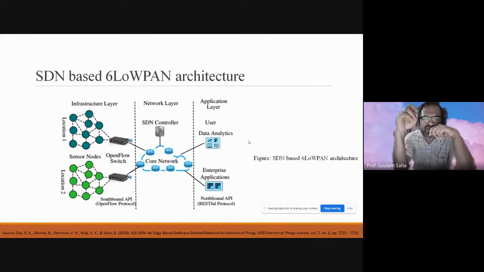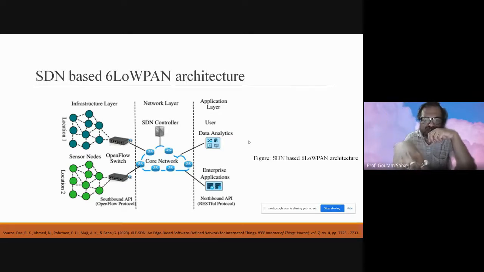So the infrastructure layer, you see here, in the 6LoWPAN architecture also. What is the infrastructure layer? That is location 1, location 2, sensor nodes, OpenFlow switches, single controllers, and the application layer. So I have replaced that; I have introduced simply one laptop, where SDN controllers can be in one or in multiple, and there is a core network there. That core network means many OpenFlow switches in cascade in particular topological formations, and then the application layer is there. So this is another architecture we have developed.